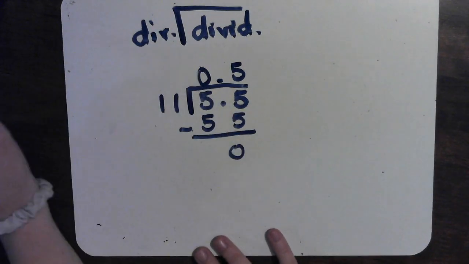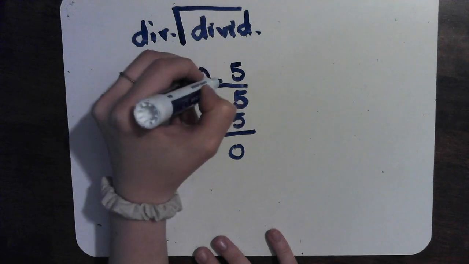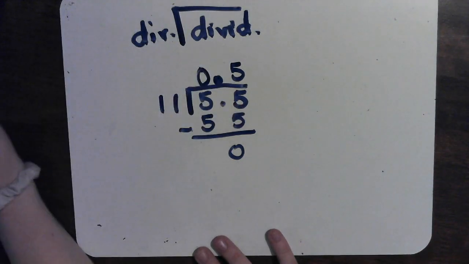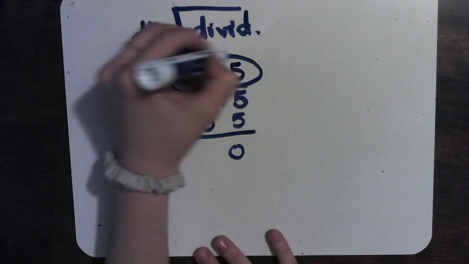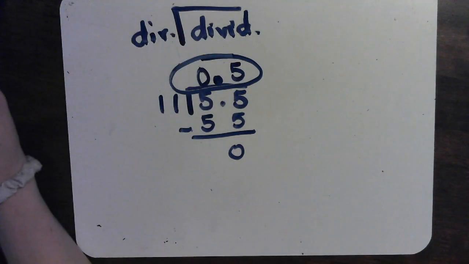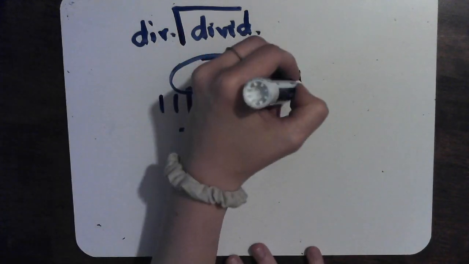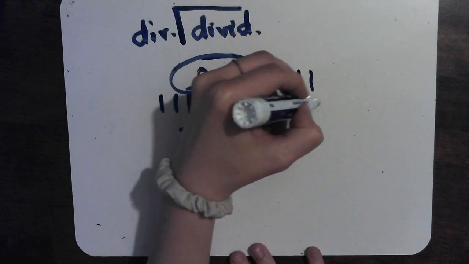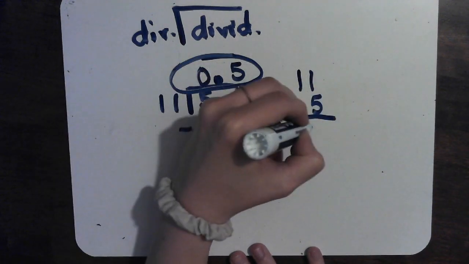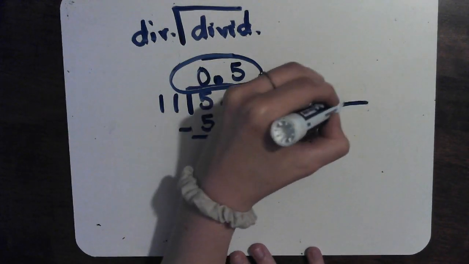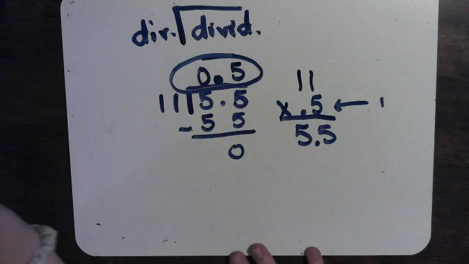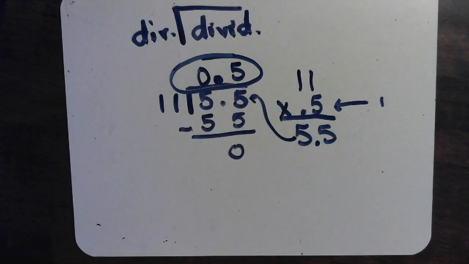I subtract, I get 0. My answer is not 5 because I remembered to bring up my decimal point. My answer is 5/10. And the way to check your answer would be to do 11 times 5/10, which would get us 55. Then we add 1 decimal place, and it gets us that 5.5. Okay?